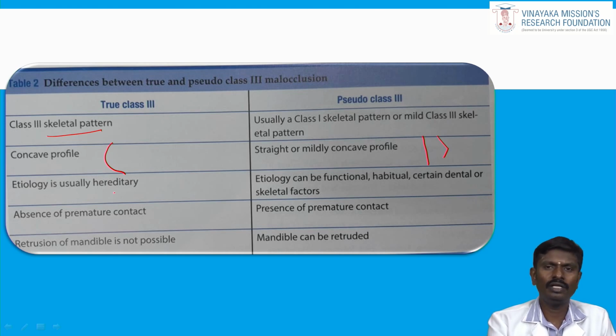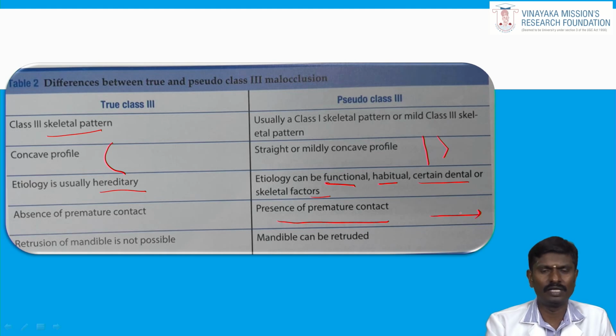So the etiology of true class 3 is usually hereditary. In pseudo class 3, the etiological factor might be functional, due to habit or a certain dental premature contact, or some skeletal factors. There won't be any premature contact in true class 3, but in pseudo class 3 a premature contact will be there. Due to that premature contact, the patient will place the mandible in the forward direction.